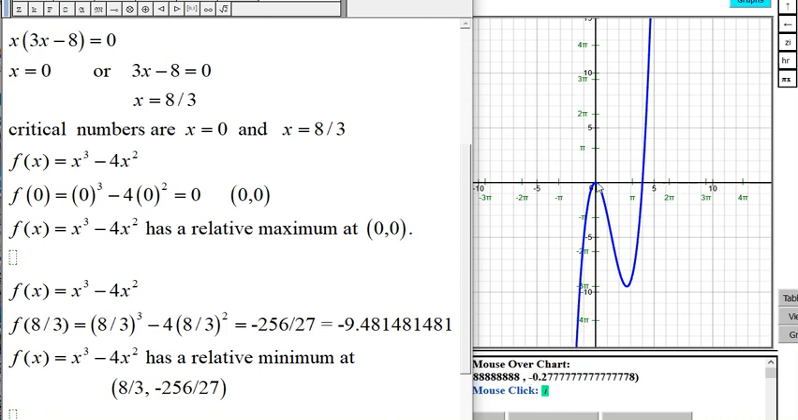And then this is a relative maximum. So we say that the function has a relative maximum at this point and a relative minimum at this point. And the function does not have a maximum or a minimum, since the graph goes up infinitely, so no maximum, and the graph goes down infinitely, so no minimum.